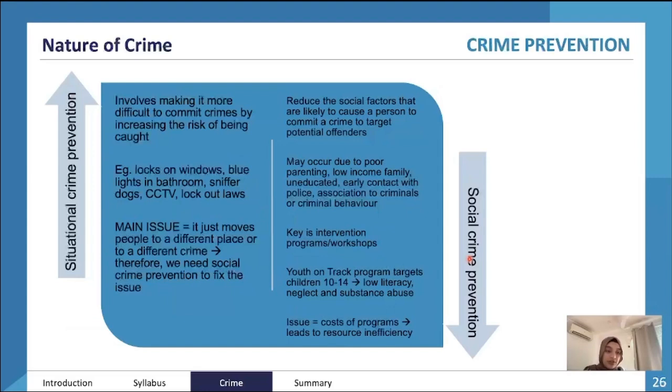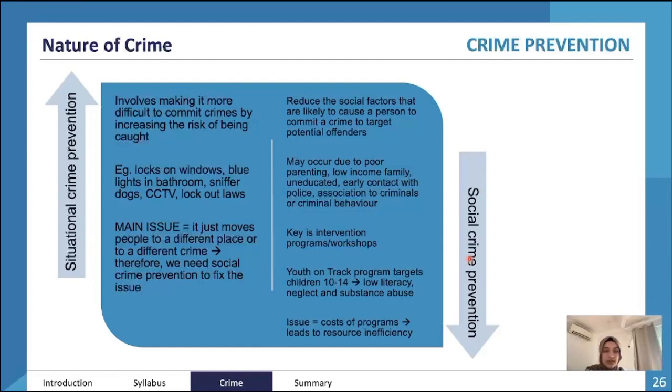In crime prevention, we have situational and social crime prevention. Situational crime prevention is making it more difficult to commit crimes by increasing the risk of being caught. So basically creating situations where crime is very unlikely to happen. If you lock your windows, it's less likely that someone will be able to climb in and steal or rob you. Blue lights in the bathroom, which are normally there to make it difficult, I believe, to inject drugs, because the color makes it difficult. Sniffer dogs.